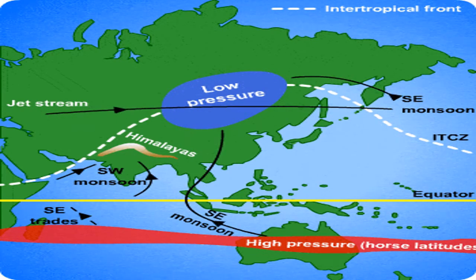But it is not quite common. So we receive a little amount of rainfall during the monsoon season in the coastal areas of Sindh.